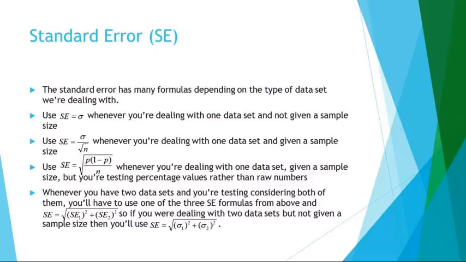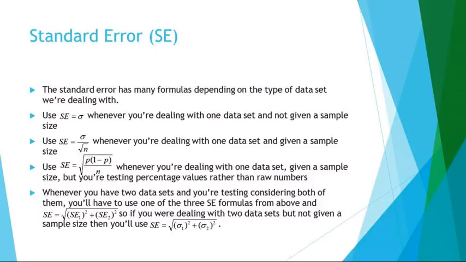Now whenever you're dealing with one data set, you're given a sample size, but you're testing percentage values, like binomial probability problems, or something with probability like flipping a coin, where it's going to be 50-50, your p-value there would be the probability of that event occurring. So let's say you were trying to test for heads when flipping a coin, it would be 0.5 because it's 50%. So your standard error there is going to be the square root of p times 1 minus p over n. p is the probability of that event occurring, and n is your sample size.